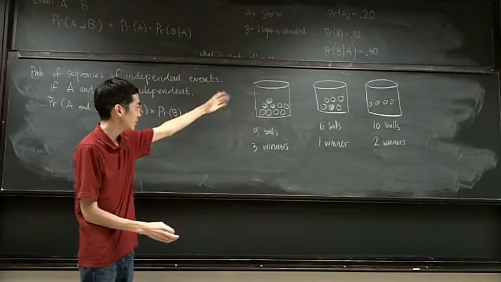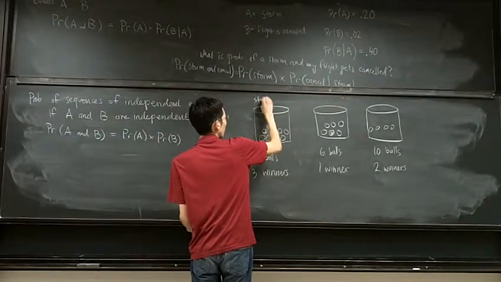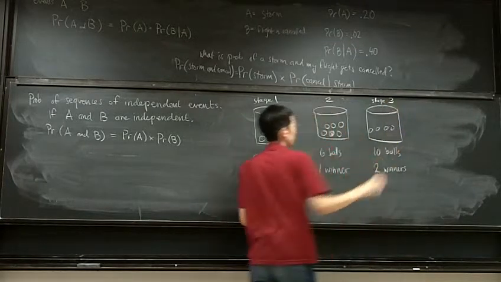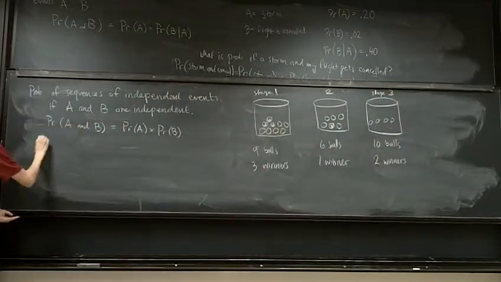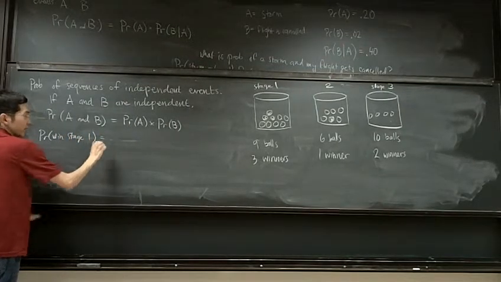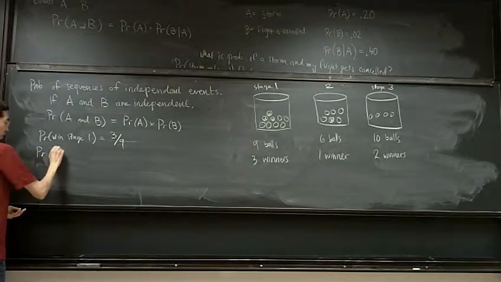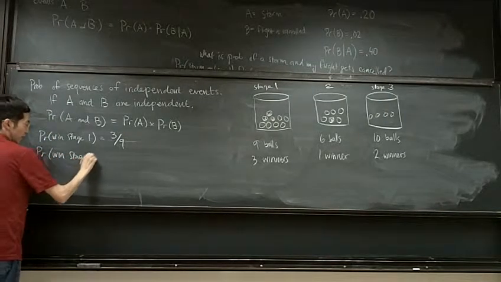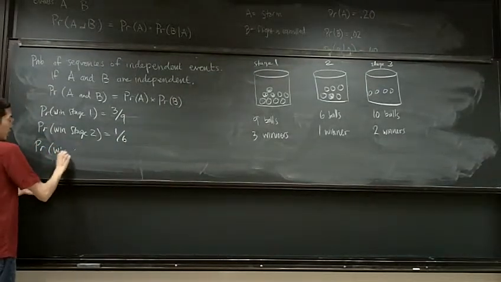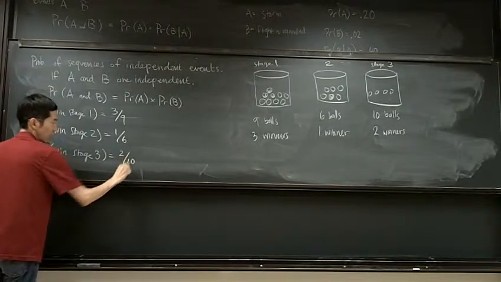Okay. So we'll call this stage 1, stage 2, and stage 3. All right. What's the probability of winning stage 1? 3 over 9. 3 out of 9. What's the probability we win stage 2? 1 over 6. 1 out of 6. And what's the probability we win stage 3? 2 over 10. 2 out of 10.